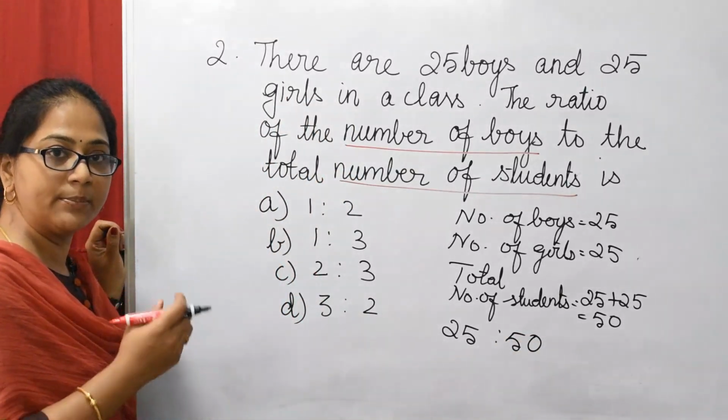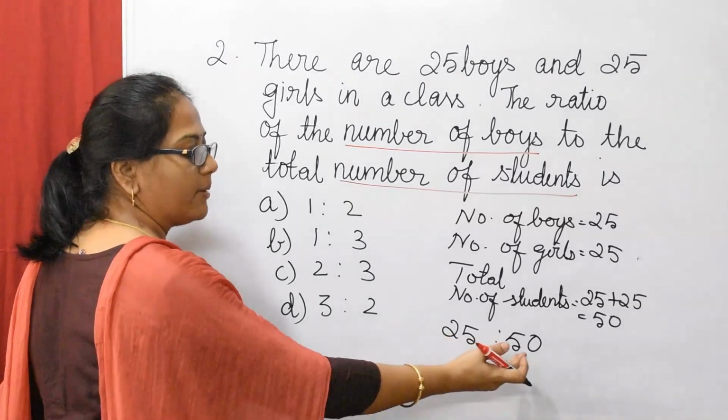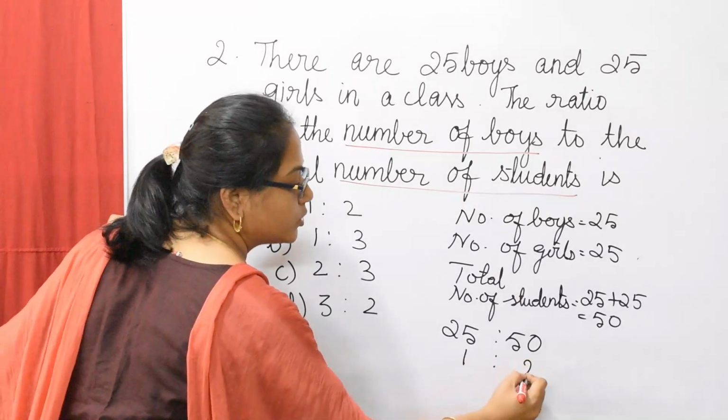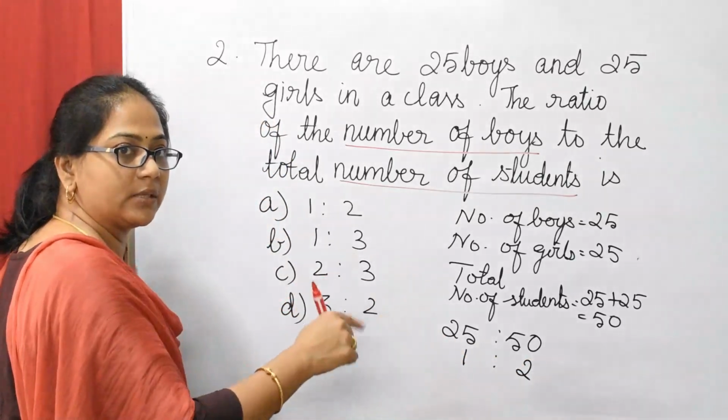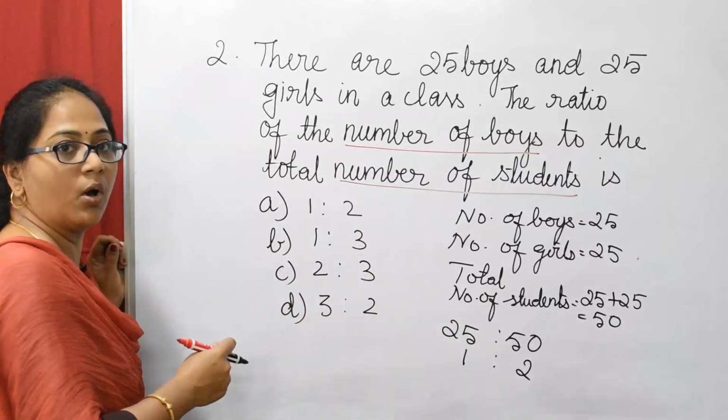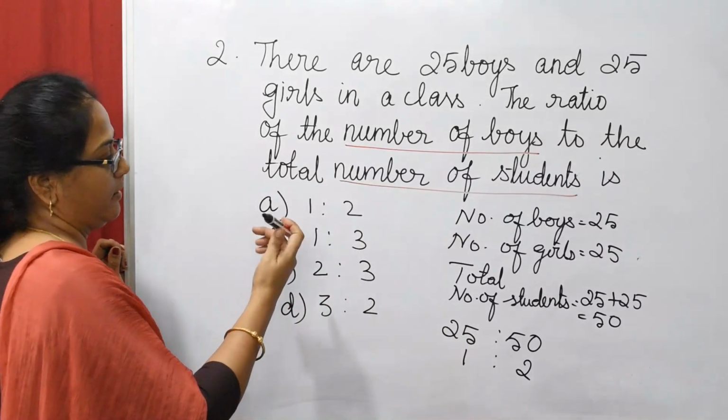So when we are going to simplify it using 25 tables itself, we can simplify. The answer will be 1 is to 2. 25 divided by 25 is 1. 50 divided by 25 is 2. So 1 is to 2. So our answer is option A.